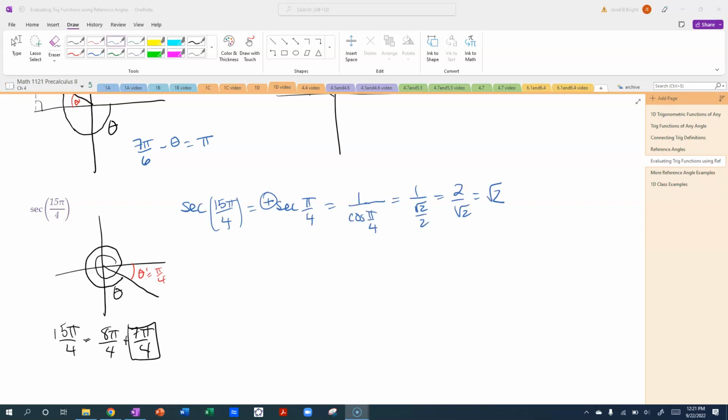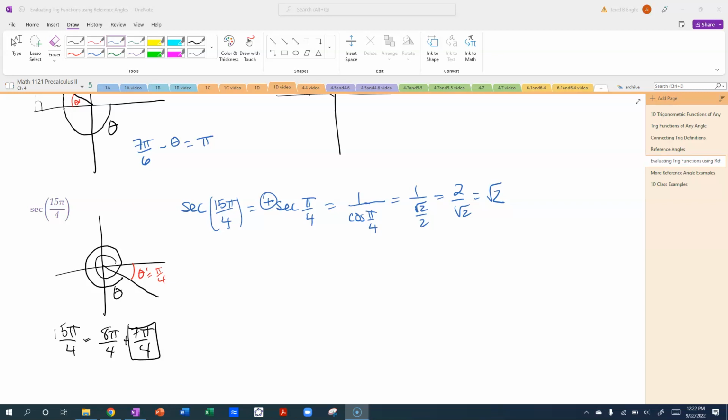And here's the solution. I said 15 pi over 4 is equal to 8 pi over 4 plus 7 pi over 4. So that means it does one full rotation counterclockwise and then 7 pi over 4 more, putting us in quadrant 4 for the terminal side. The reference angle would just be the remaining part up to the x-axis, which would be pi over 4. So that's my reference angle. Then I said secant of 15 pi over 4 is the same as secant of pi over 4, positive because secant is positive in quadrant 4.